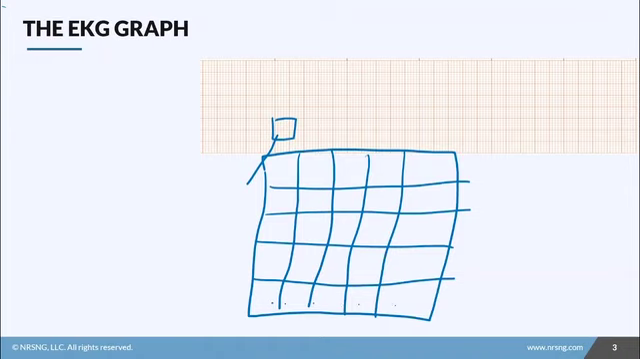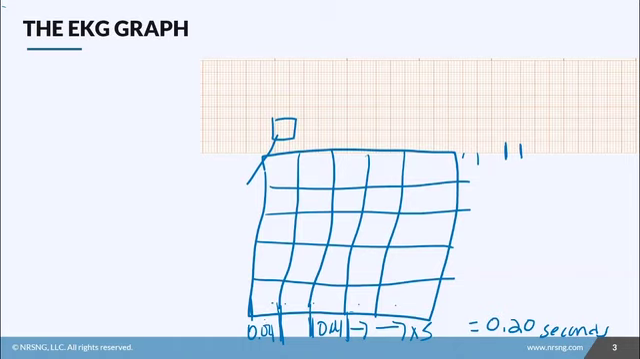So from here to here, it's 0.04 seconds. Same thing from here to here, 0.04 seconds, right here and right here. Because there are 5 boxes, when you multiply 0.04 times 5, that gives you 0.20 seconds. So from the beginning of this large box to the end of this large box is 0.20 seconds. This is important when looking at first-degree heart blocks or identifying any abnormal rhythms. So make sure you understand that there are 5 little boxes from here to here. Each small box is 0.04 seconds, and since there are 5 of them, one big box is 0.20 seconds.